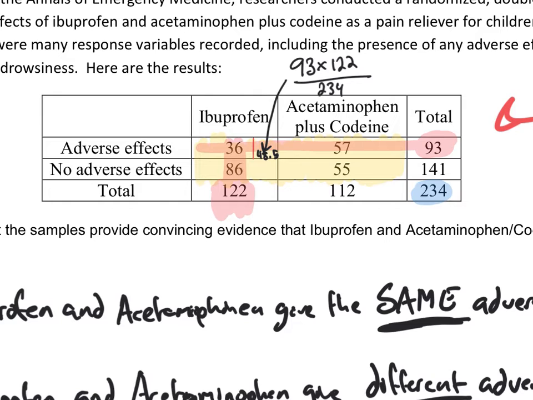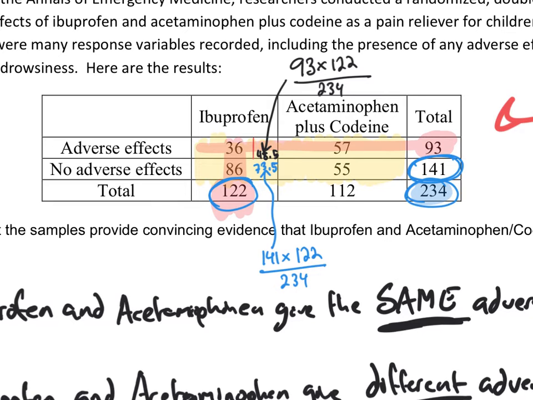If I needed to do the next one down here, let's say I was doing this one, adverse effects or no adverse effects, I'd take its row total, 141, times its column total, it happens to share the same column, divided by grand total, 234. So if I needed to do that next cell on there, 141 times 122 divided by 234. So this would be 73.5. That would be what we should have expected to see there.